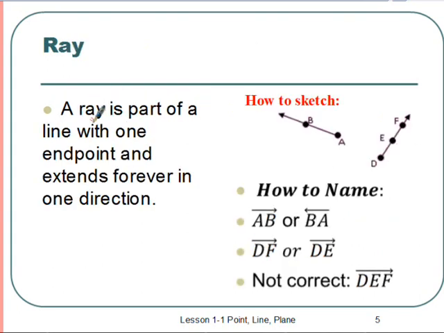A ray. A ray is a part of a line with 1 endpoint and extends forever in one direction. So it stops at one side, and then the other side goes forever and ever and ever. How to name these? You can name them in either order. The key is where the arrow goes. You'll notice that the arrow here is over the B, whether the B is listed first or second, and that's on purpose because that's the side that goes forever. With this ray, we have 3 points on it, so we can name it DF or we can name it DE. It just matters that the endpoint is over here above the D because that's the side where it stops. DEF is not correct. We don't use all 3 letters to name a ray.